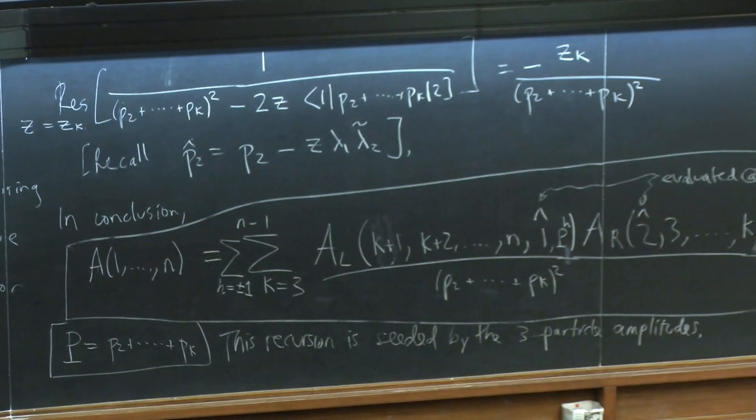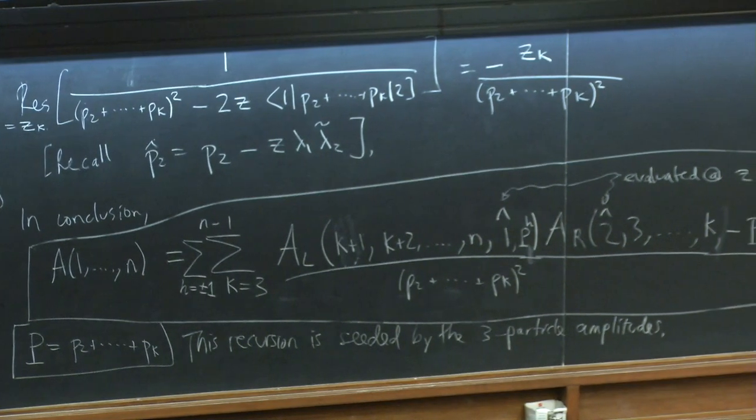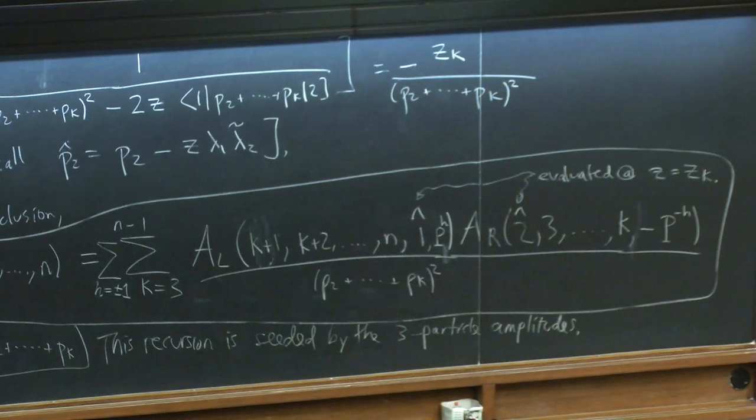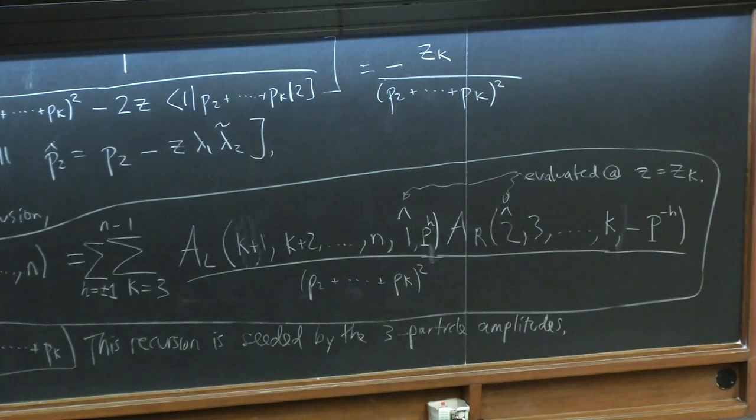Are there any questions about this formula? So this formula applies for gluon scattering amplitude in any gauge theory at tree level.